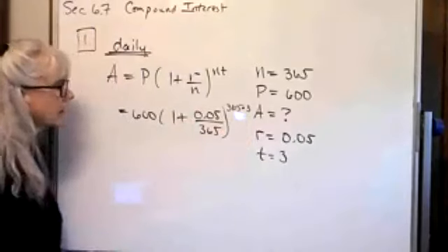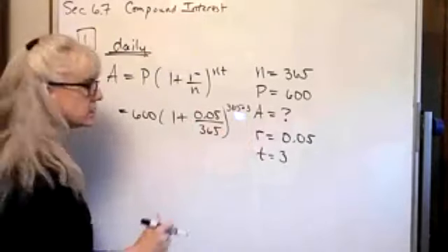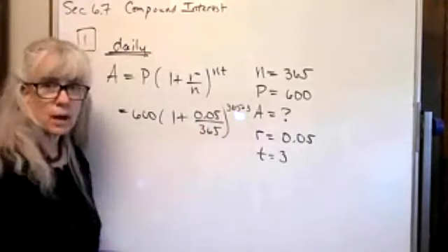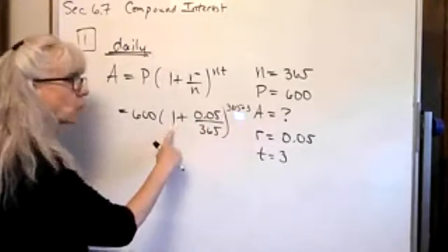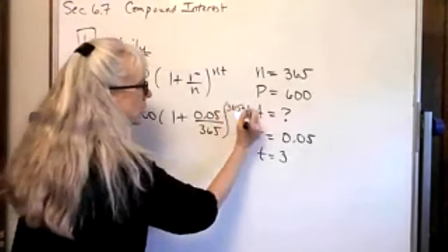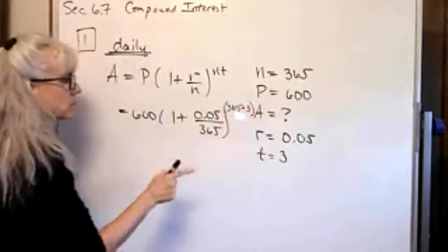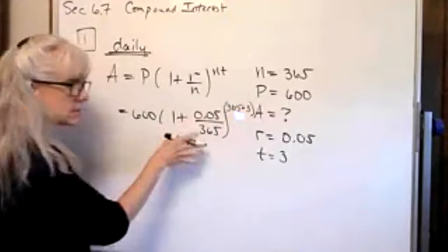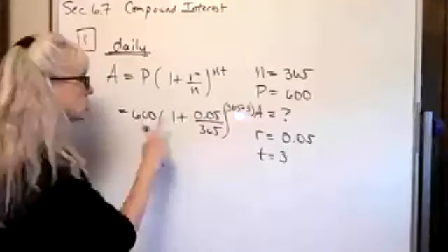If you have a scientific calculator, you'll need to actually start on the inside of this. You'll take the 0.05 and divide it by 365. Once you have that, you'll add the 1. Once you have that, you're going to raise it to this power. You might want to make sure you put that in parentheses. Then when you're done, you'll multiply by the 600. So we're following our order of operations. It says do anything inside parentheses, then do your exponents, then do your multiplication.